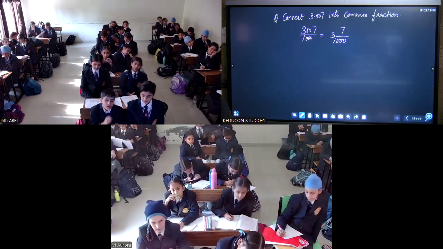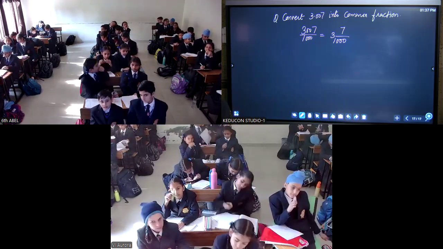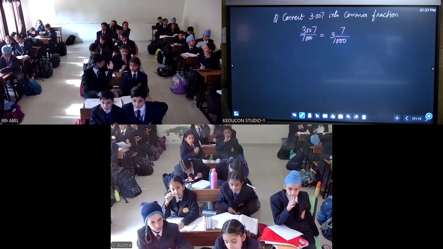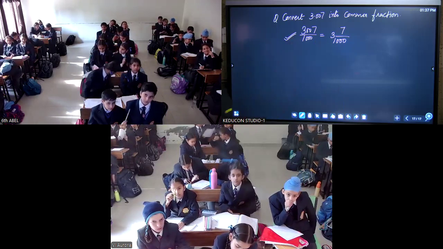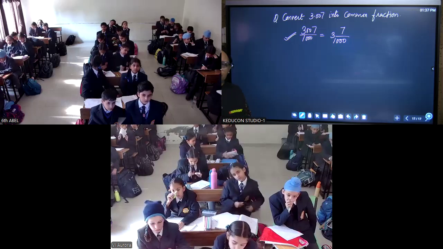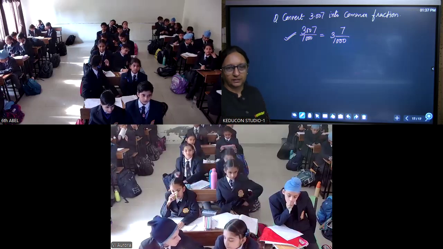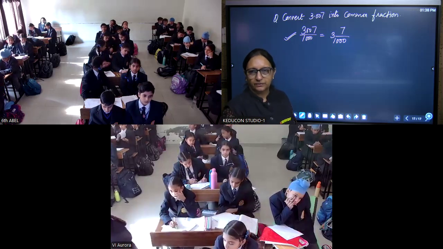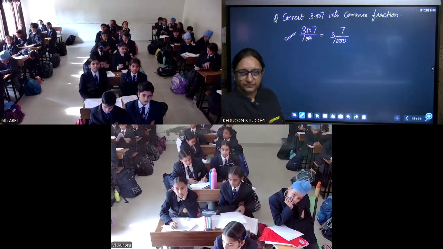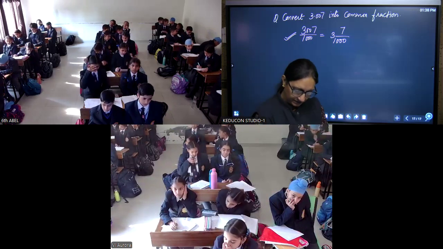37 by 1000. Okay, there is not any mistake in this. This is perfectly all right. But you have learned in the fraction chapter, we always convert the improper fraction into mixed. That's why we have to write it properly, 37 by 1000. Right?